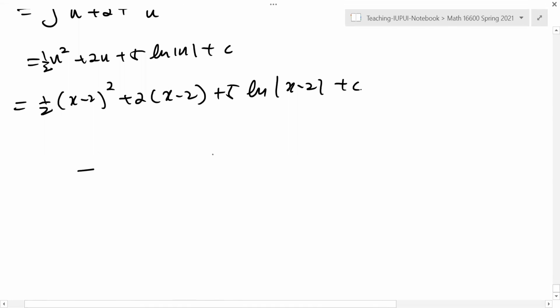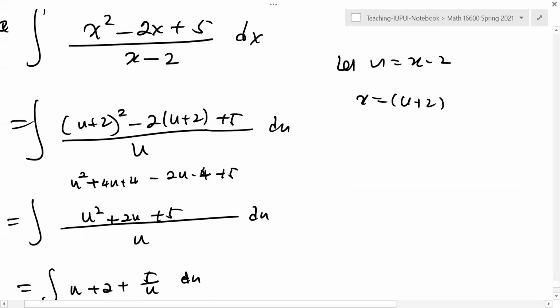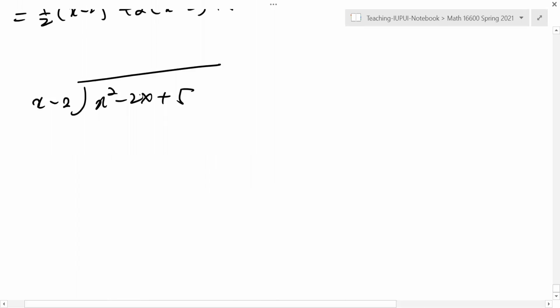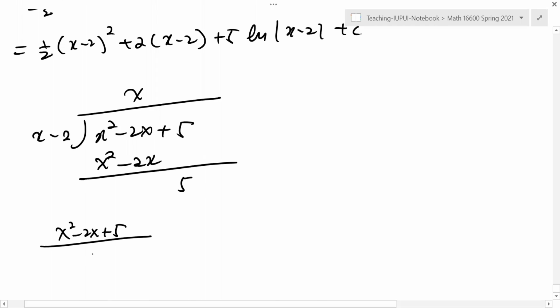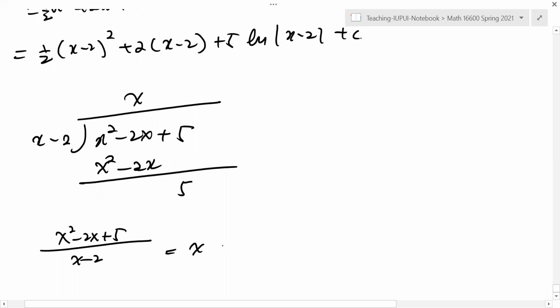Of course, you can use long division to simplify the expression. All right, yeah, simplify the expression. So you get x squared minus 2x. Okay, the remainder is just 5. So x squared minus 2x plus 5 over x minus 2 is just equal to x plus 5 over x minus 2. Okay. In this particular case, it's very simple.